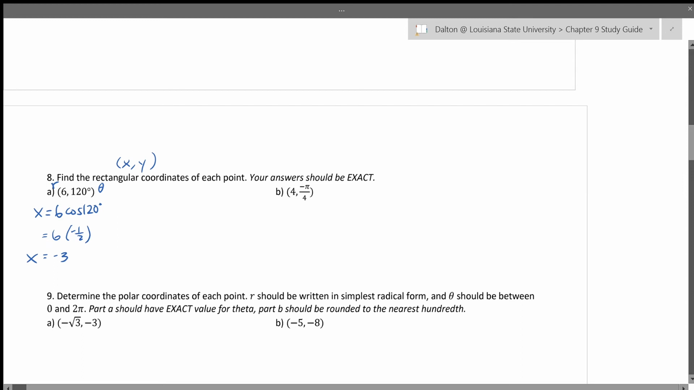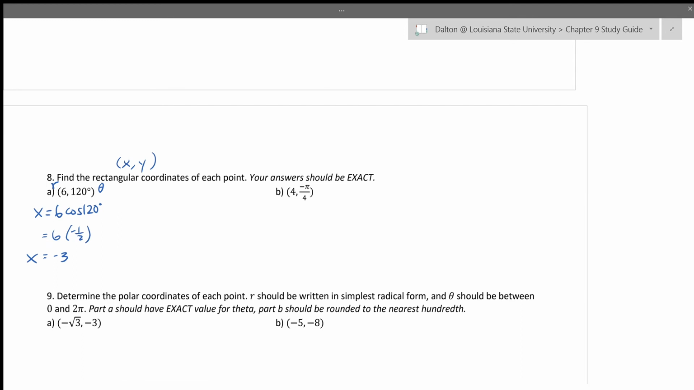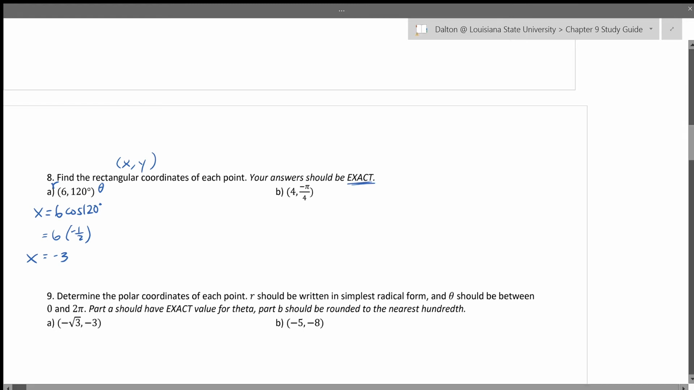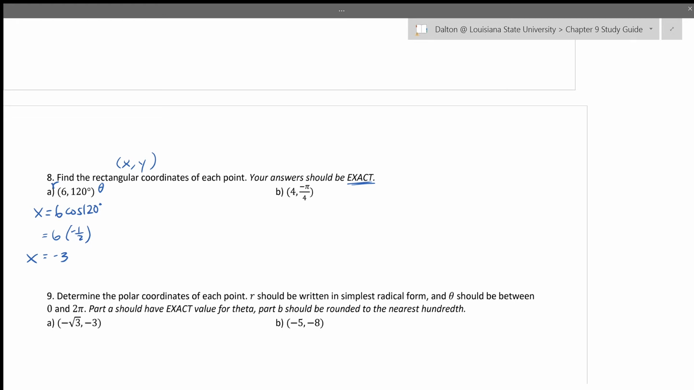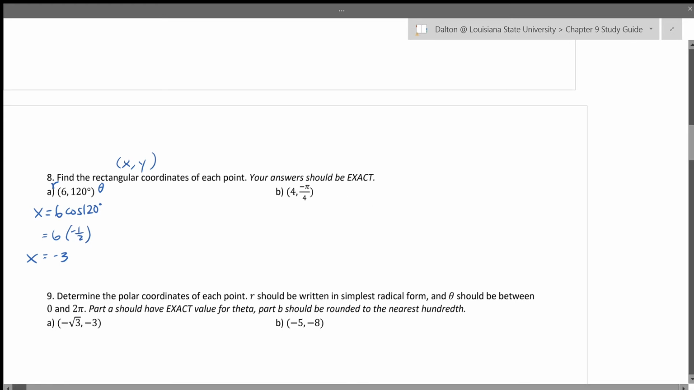I have many people ask, oh, what mode should our calculators be in? And because I'm asking you for exact values, it's probably best that you stay away from your calculator altogether and just use your unit circle, because your calculators may actually confuse you. Okay, so there's the x coordinate.